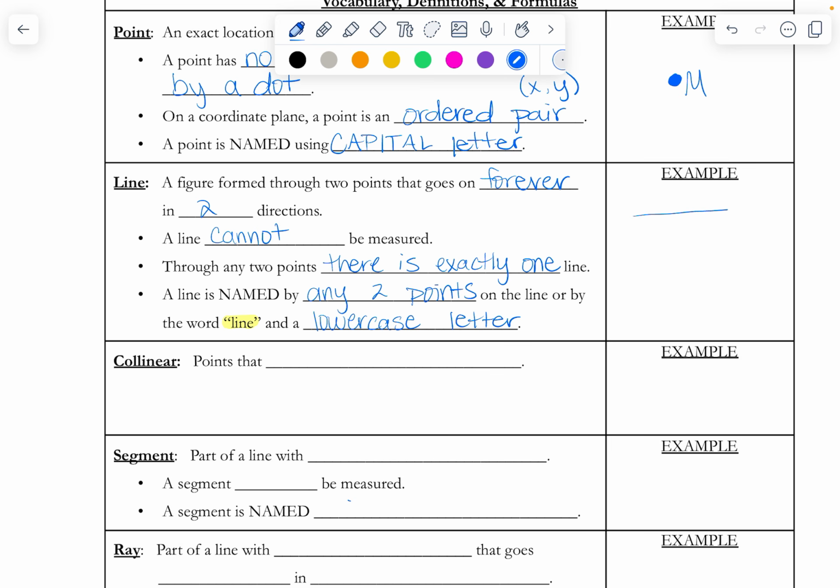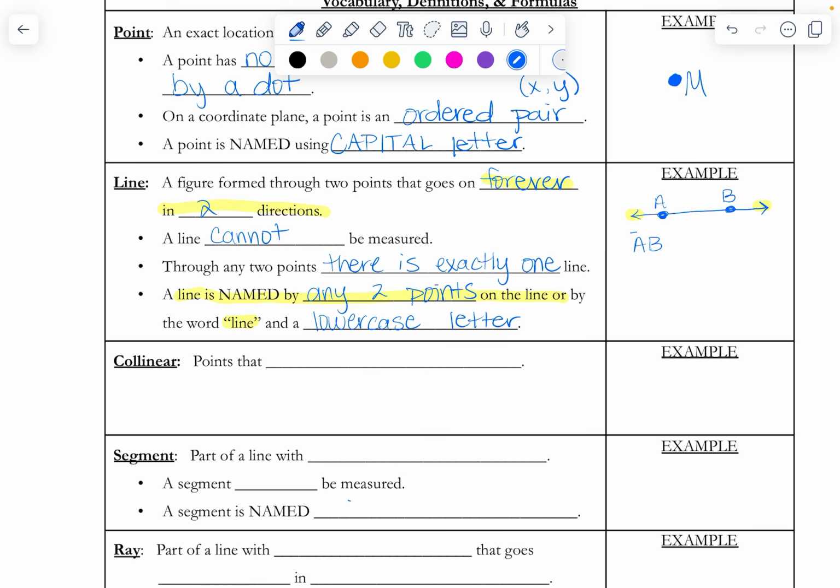So our first example, if I draw this line, I'm going to put arrows on both sides representing that it goes on forever in 2 directions. So that is what I'm showing here with these arrows. I'm going to place 2 points on this line, and I'm going to call them, we'll just say A and B. So whenever we name this, it says here that a line is named by any 2 points on the line. So I can name this A, B.